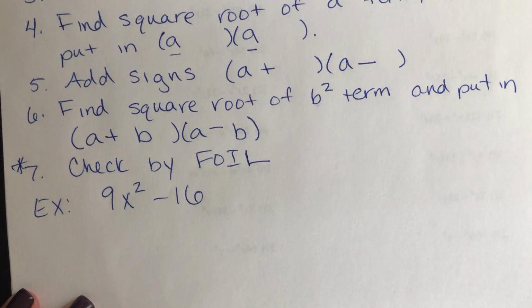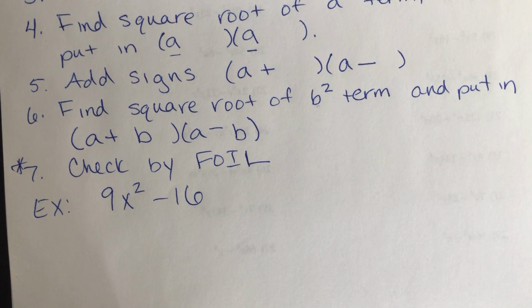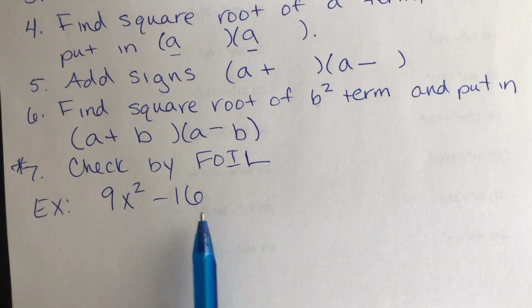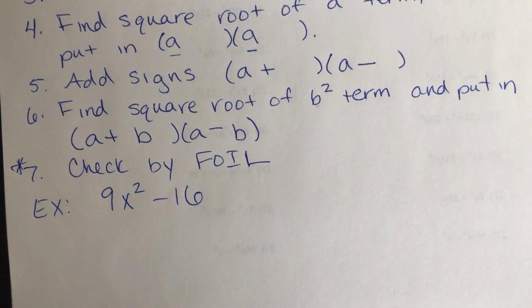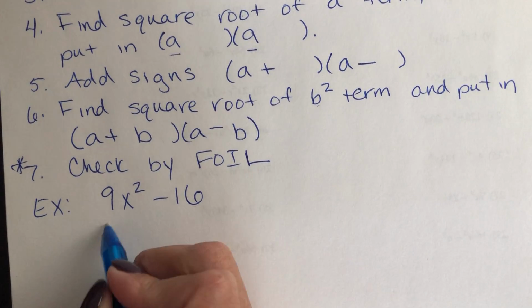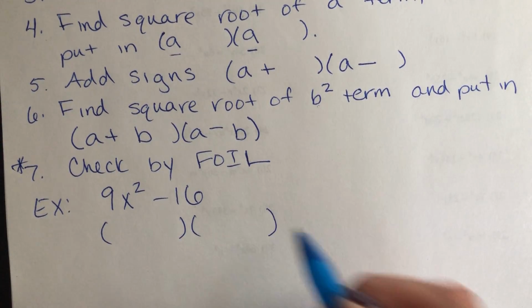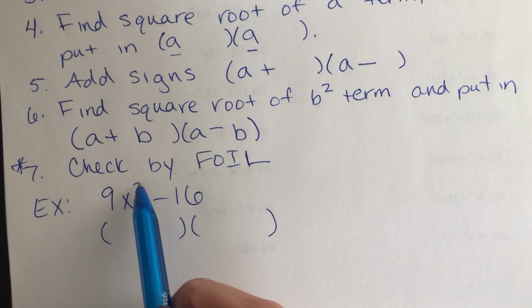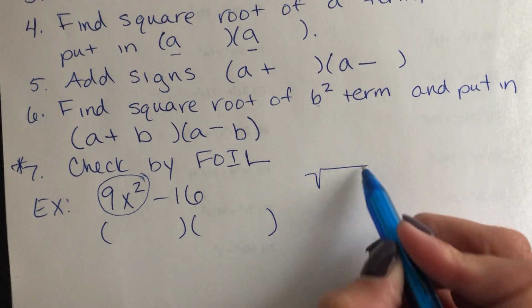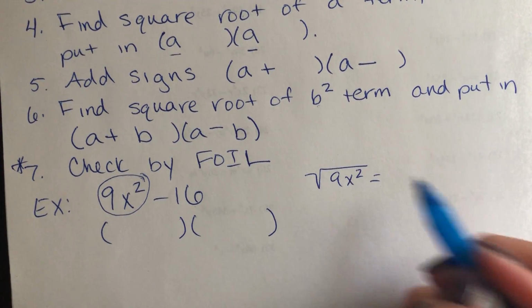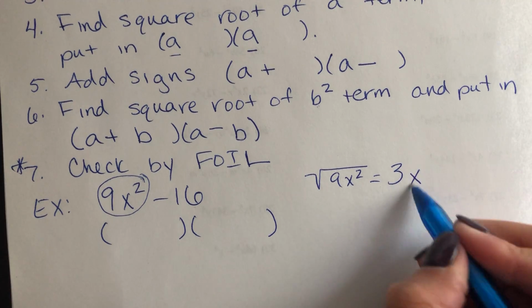Let's look at this one. 9x squared minus 16. So I'm going to start by checking for a GCF. Is there a number that can divide evenly into both 9 and 16? No, there is not. So there's no GCF. So I go to my next step. I'll write out my parentheses here. Now I'm going to find the square root of my first term here. So I'm finding the square root of 9x squared, and that would be 3x.